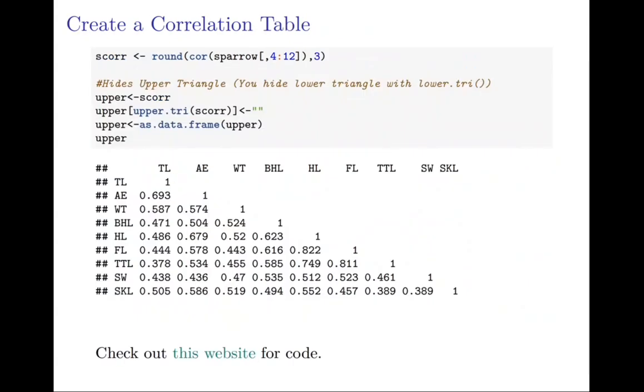And you can also create a correlation table in case you want to be able to print this out for whatever reason. So here you can use the cor function to create a correlation table, and we're rounding it to 3 decimal places. And then this little bit of code allows you to hide that upper triangle and print it. And so that can be really helpful.